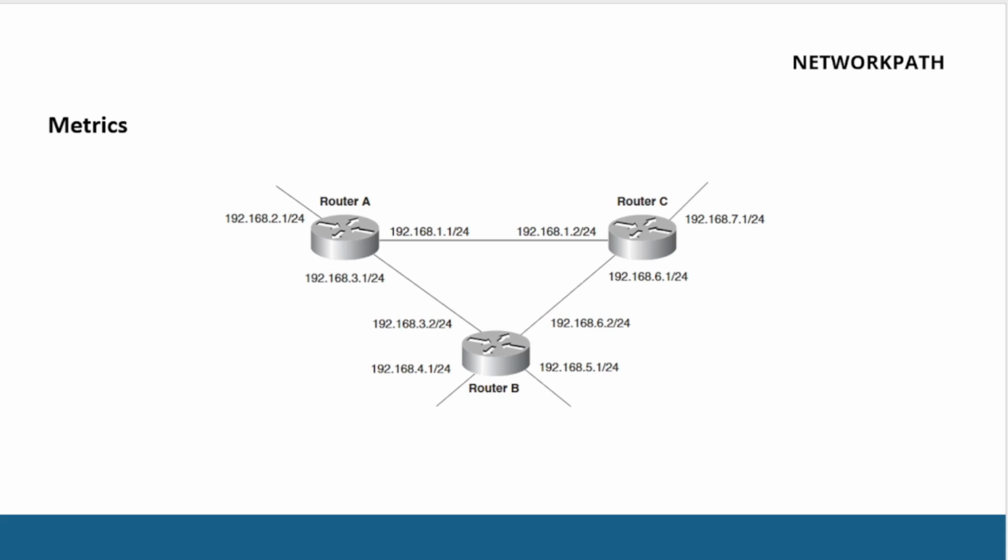A metric is simply a value that gets assigned to each route. When the routes are added to the route table, every route has a metric value that helps the router rank them from most preferred to least preferred. Think of it like a scoring system that guides the router in making the smartest decision. Now let's look at an example to see why these metrics are so important.